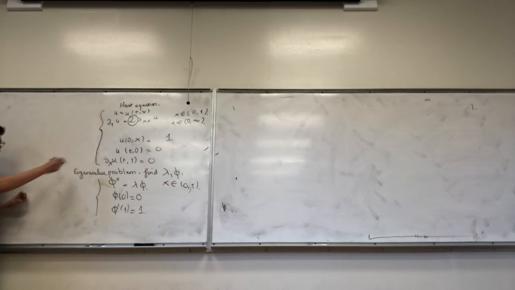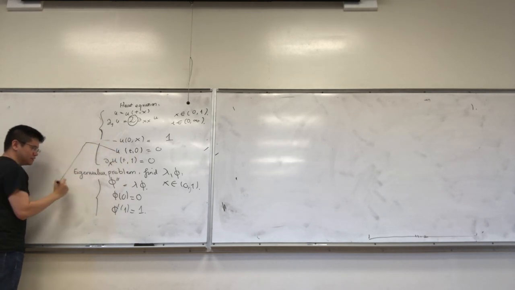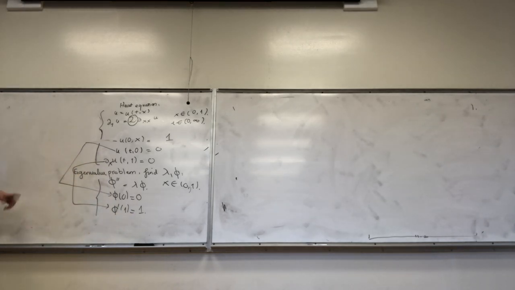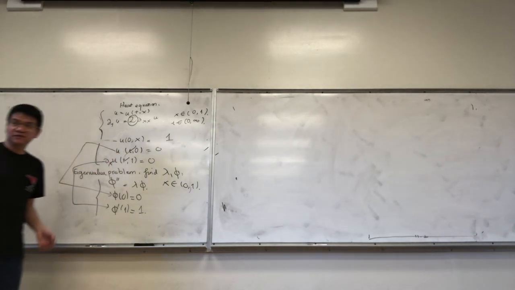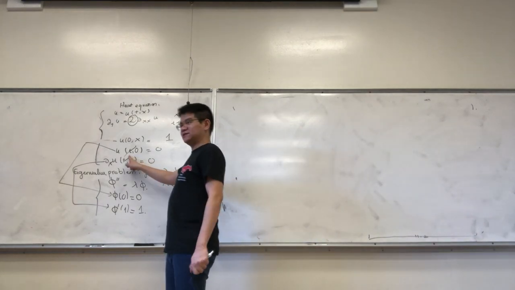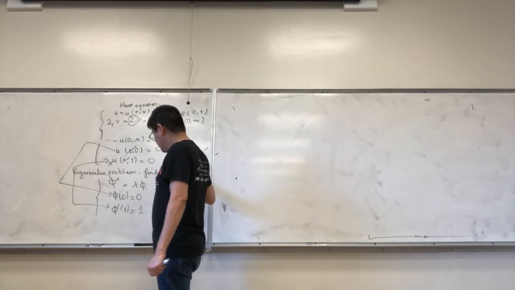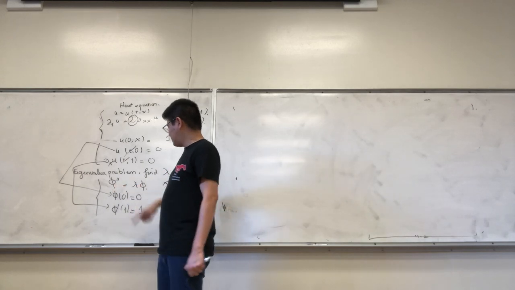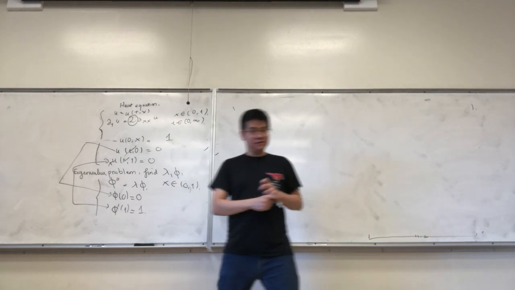So what did I do? I just translate this. I would just throw away the t, and I put it here. And here I also throw away the t, and put it here. To find a boundary condition is easy, because we ignore the t. So the eigenvalue problem will be lambda phi. You have to find both lambda and phi, such that phi second is equal to lambda phi on 0 and 1, and phi at 0 is 0, and phi prime at 1 is 1.